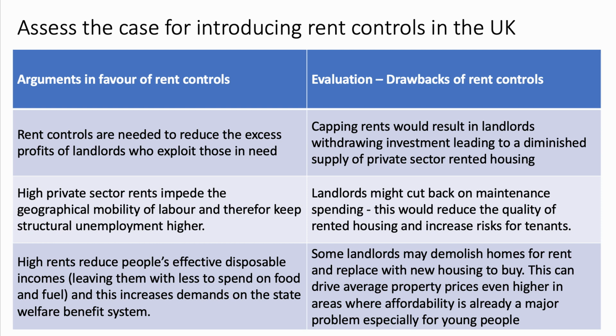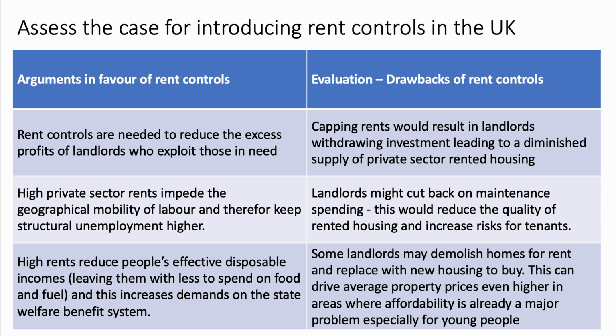A third argument in favour of rent control is that if you cap a rent, effectively that brings down the price and therefore people's real disposable incomes go up. But if you don't cap the rent, people have less money to spend on the basics, such as food and fuel. And actually, unless you cap rents, people will be placing more demands on the welfare system of the state. They'll be claiming more universal credit, for example. High rents may be increasing demand for food bank use as well.